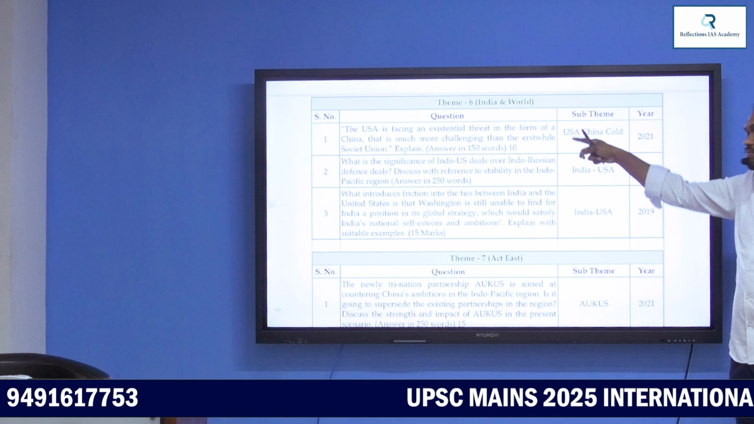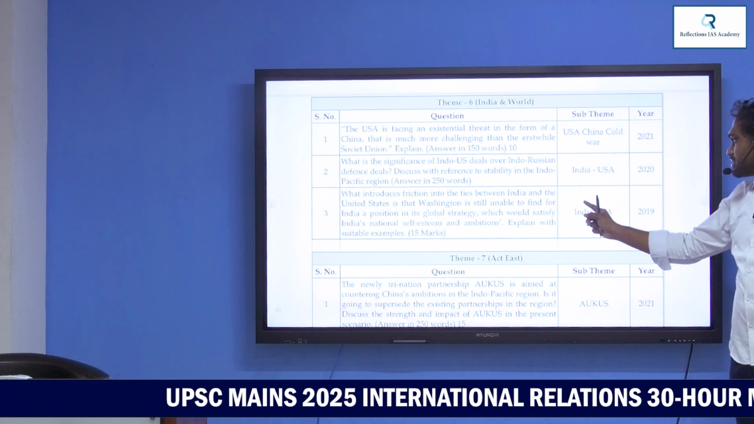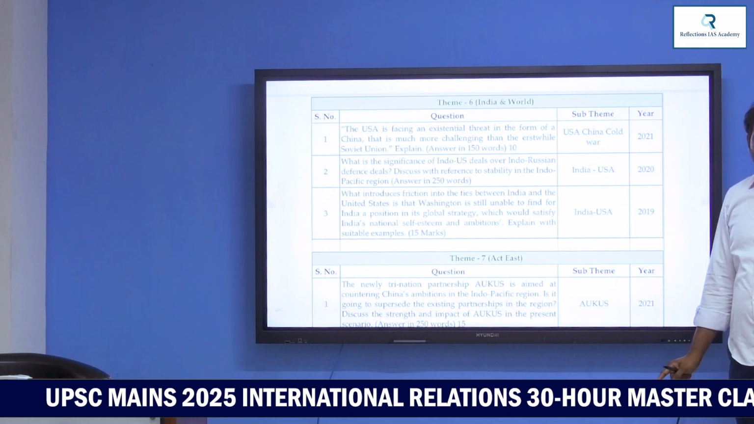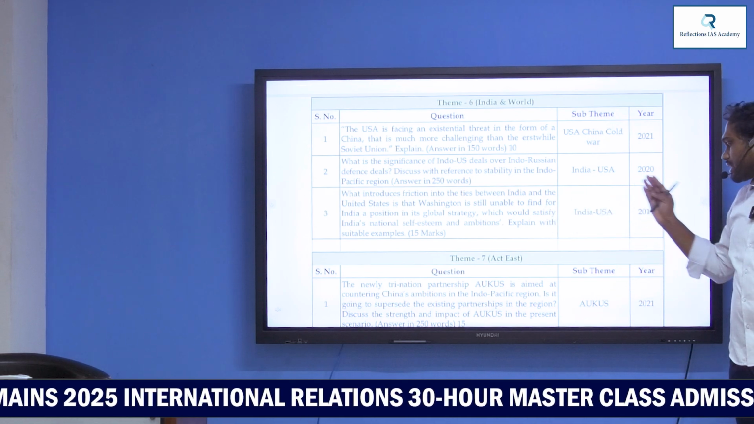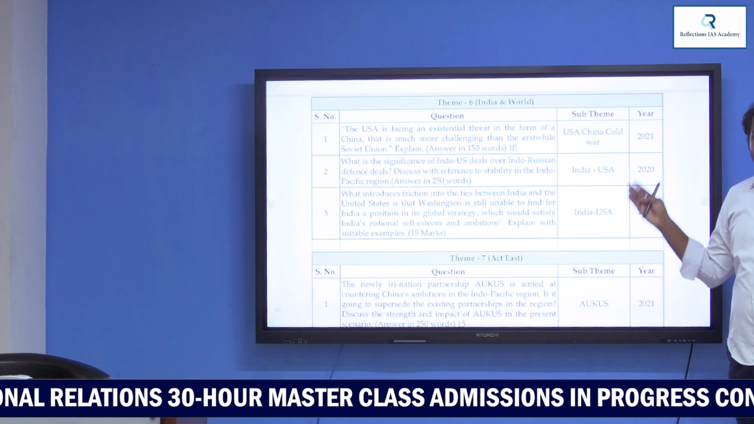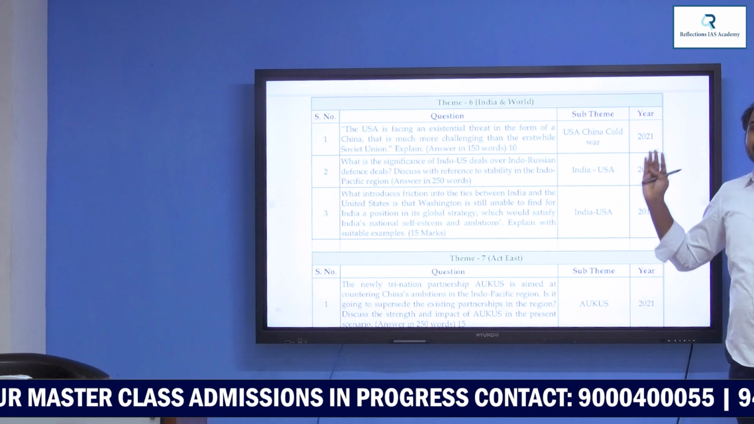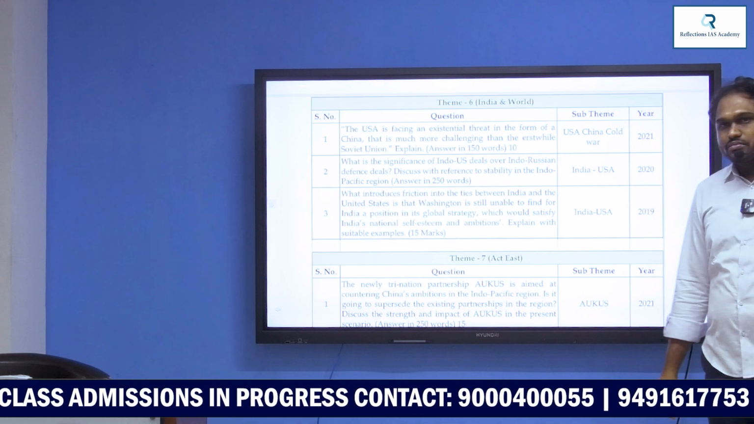USA is one theme, USA and Cold War, then India and USA relations, India-USA relations, he has been repeating the same theme. India and Russia, he has not asked a question on India and Russia. Specific sub-themes he might be asking, but directly he was not asking on India-Russia relations. He was interested more in India-USA relations.